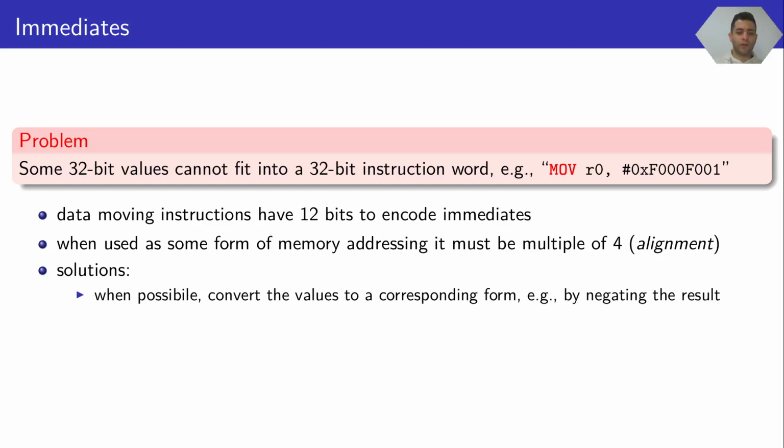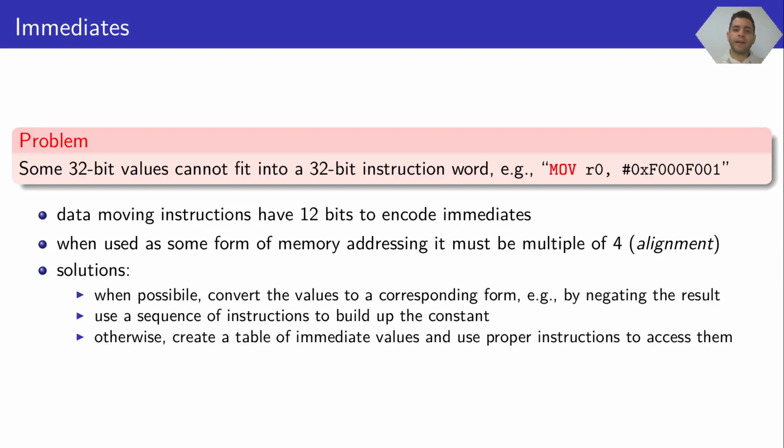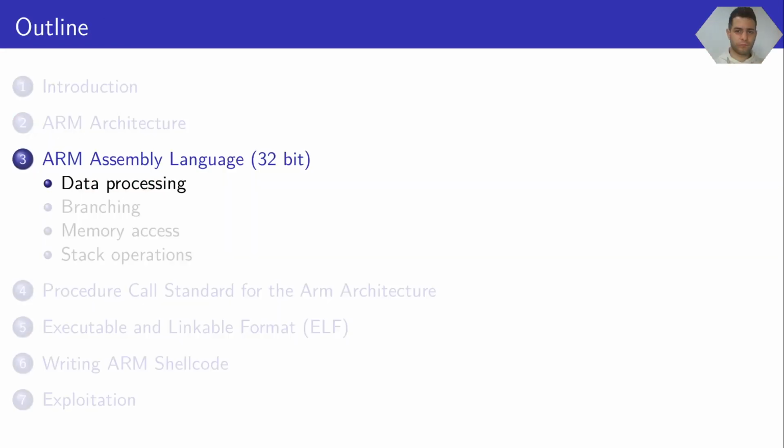Or you can use more instructions to build the constant. Maybe you start with a number, then you subtract something, using different instructions to get the same value. And finally, you can create a table of immediates, and you can refer to this table of immediates, craft your number, and then access them.